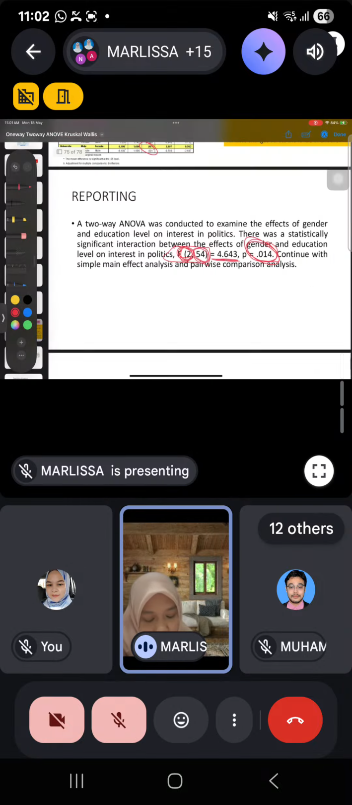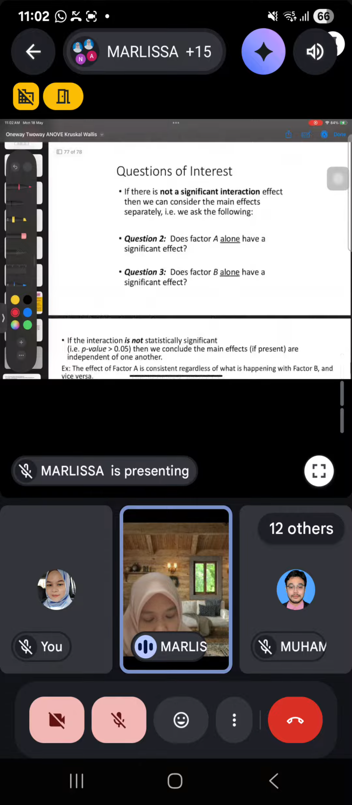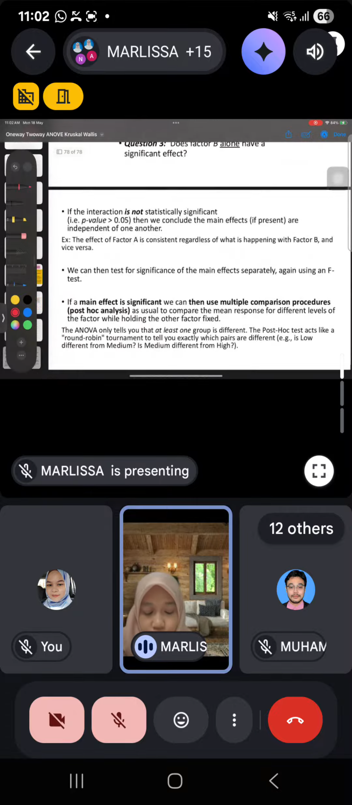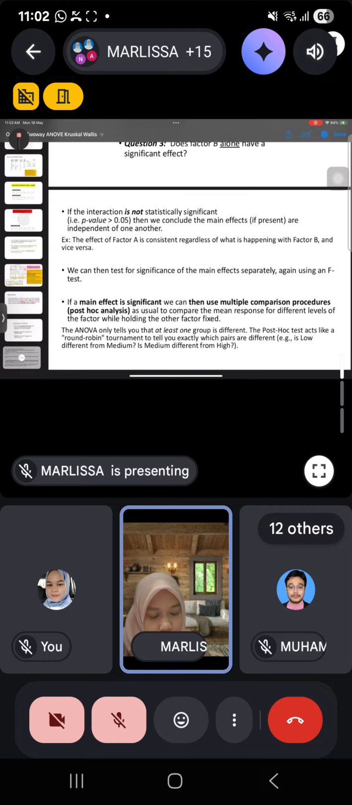Okay, so this is how you do the two-way ANOVA. Okay, the two-way ANOVA. So you can see here. If the interaction is not significant, meaning that there is no significant difference, then we conclude the main effects.